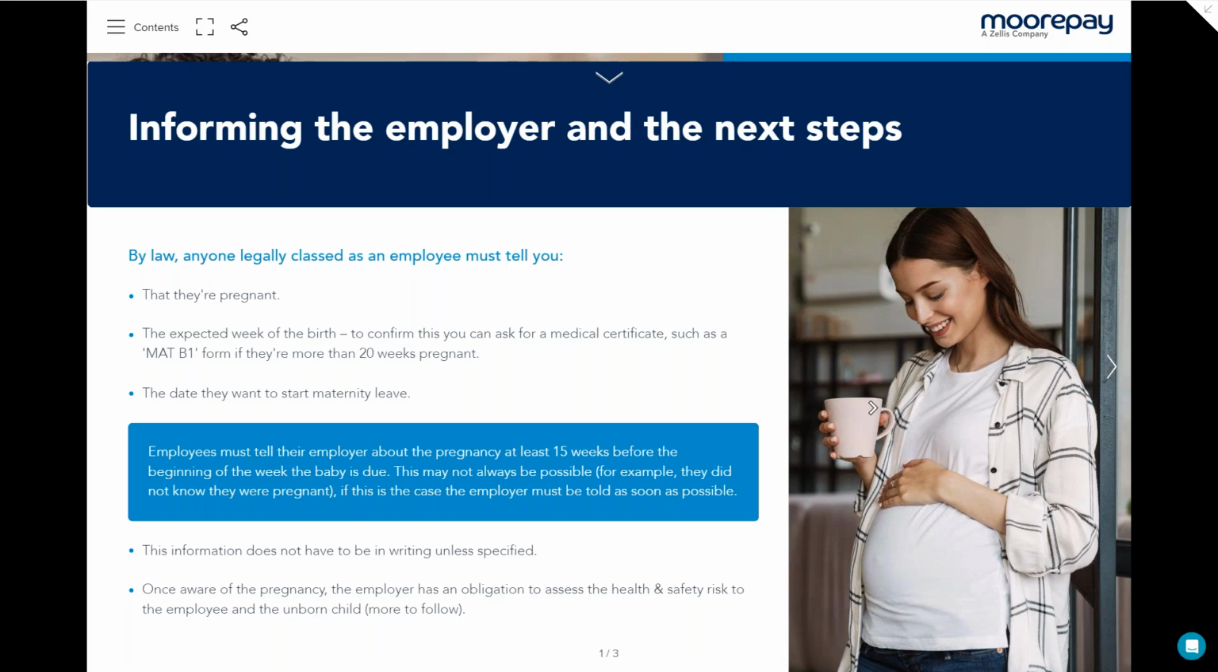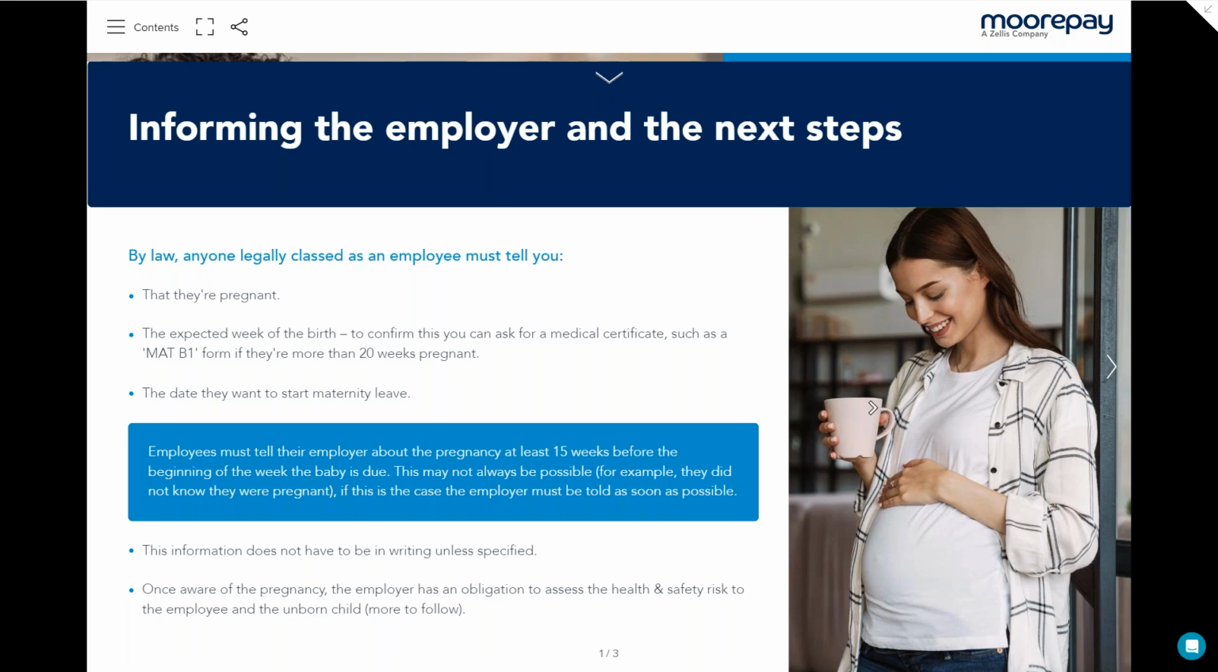So it's great that they put that in writing to you so you can process it formally. It doesn't have to be in writing, but if your policies or procedures request it in writing, then the employee should comply with that. We can require them to put it in writing, but legally there's no obligation to put it in writing.